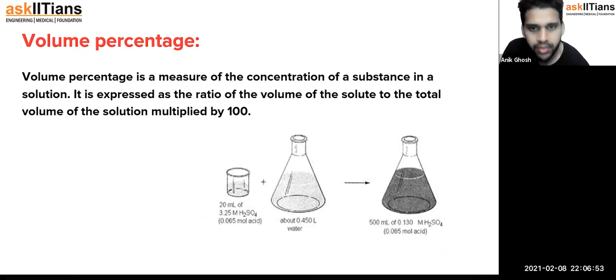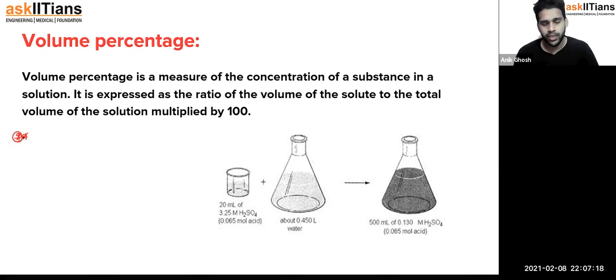Now we are going to learn about, that was mass percentage. So to find out mass percentage, what we did is the amount of solute in grams or kgs that we need in 100 grams of solution, right? So after that we can move on to volume percentage now.